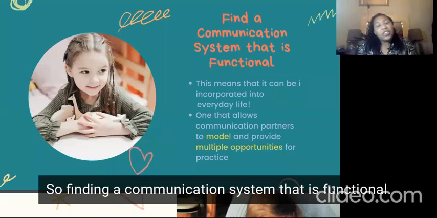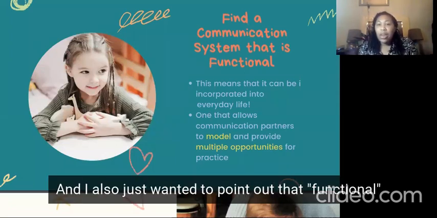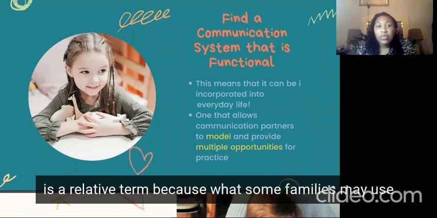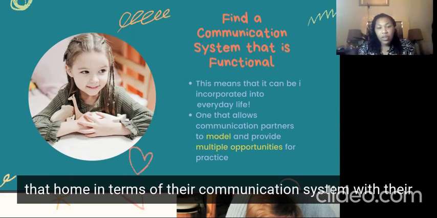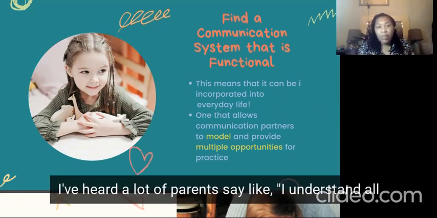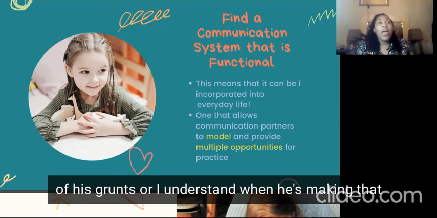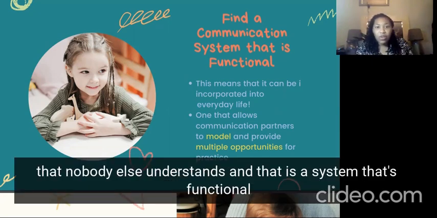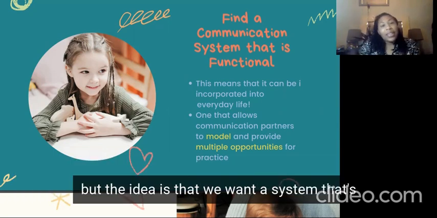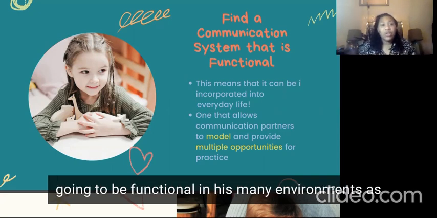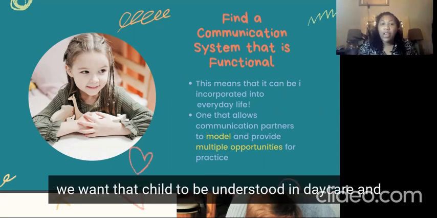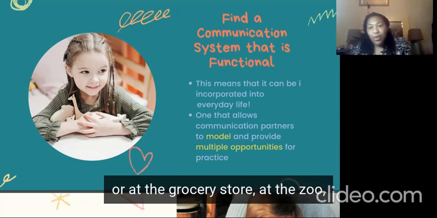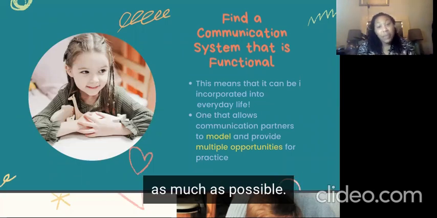So finding a communication system that is functional, this is so important. And I also just wanted to point out that functional is a relative term, because what some families may use at home in terms of their communication system with their child, like, I've heard a lot of parents say, oh, I understand all of his grunts, or I understand when he's making that gesture that nobody else understands. And that is a system that's functional at home, but the idea is that we want a system that's going to be functional in as many environments as possible. So we want that child to be understood in daycare, in school, or at the grocery store, at the zoo, wherever they may be, as much as possible.